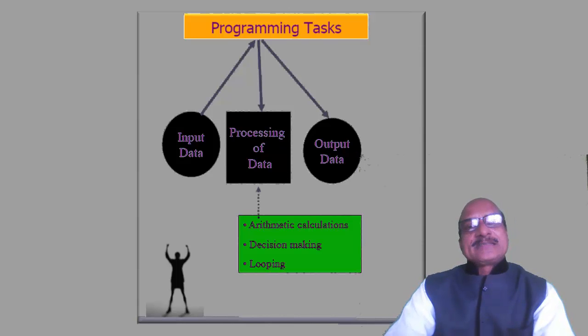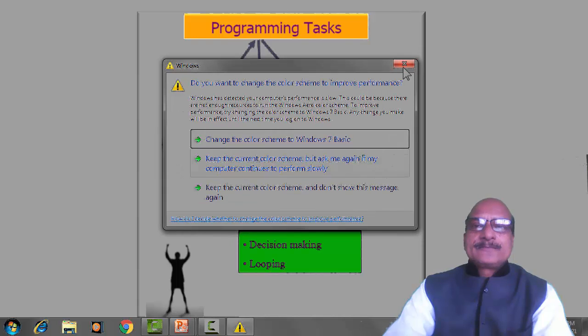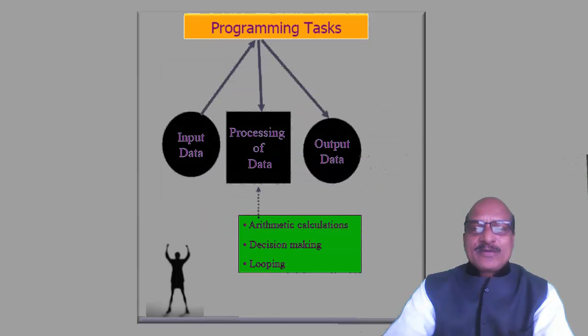So let us see some of the important tasks involved in programming. There are 3 tasks that are involved in programming. The first one is input data, then the processing of the input data, and the output data. So in any program you have to concentrate on these 3 tasks.